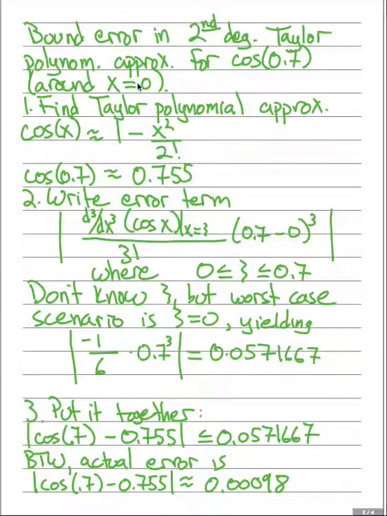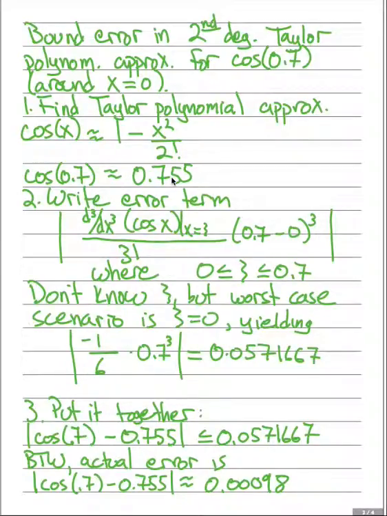Cosine x around 0, we know off the top of our heads. It's 1 minus x squared over 2 factorial. And I'm using the approximate sign because I've only kept two terms here. So you can plug in 0.7 for x, and you'll find that cosine of 0.7 is approximately equal to 0.755.